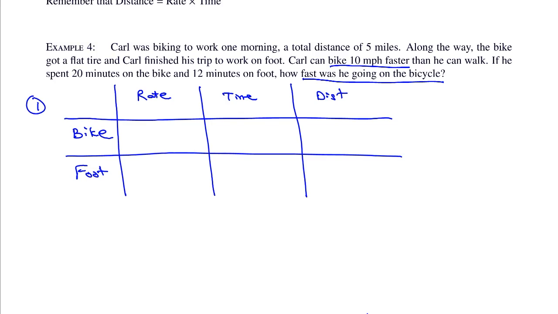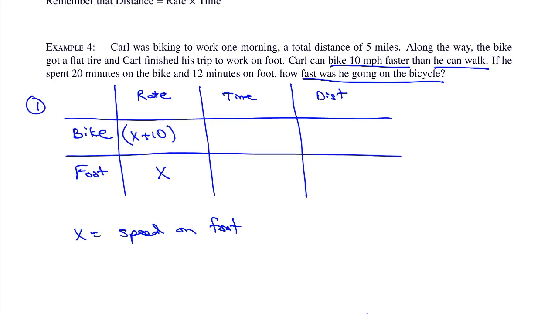So there's two ways to set this up. I'm going to set it up the following way. I'm going to say that x is equal to his speed on foot. And put the x under rate and foot. Now, knowing that he can bike 10 miles per hour faster than he can walk, that means that his rate when he's bicycling is x plus 10.